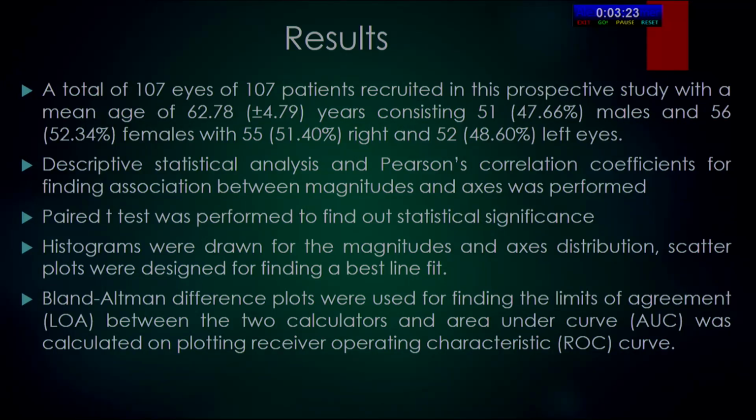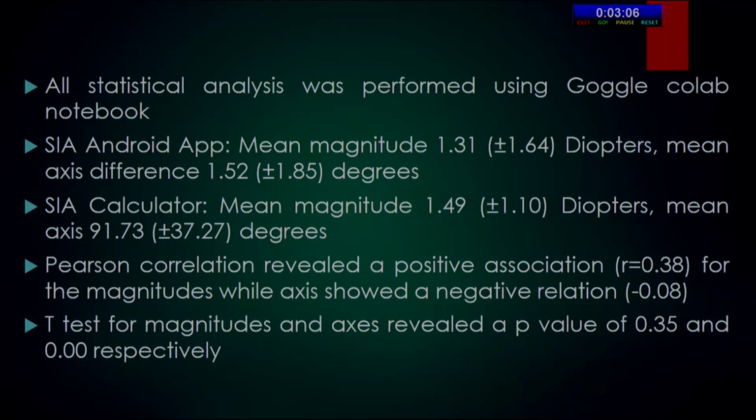Histograms were drawn for the magnitude and axis distribution. Scatter plots were designed for finding the best fit line, and Bland-Altman difference plots were used for finding the limits of agreement between the two calculators, and area under curve was calculated on plotting the receiver operating characteristic curve. All statistical analysis was performed using Google Colab Notebook.